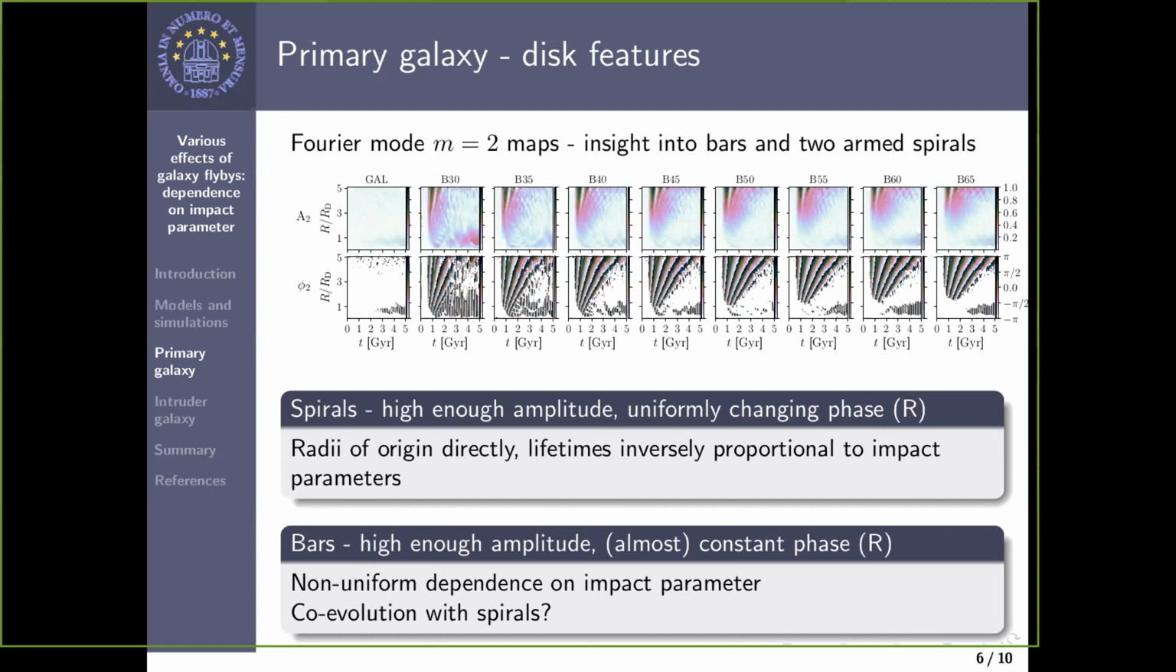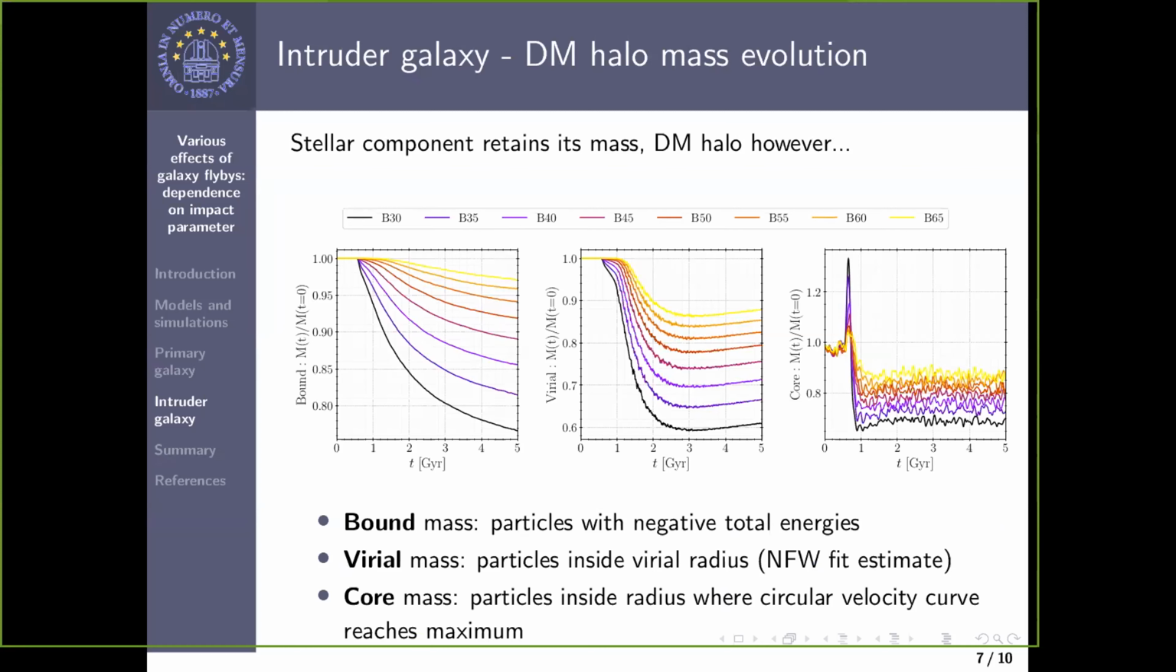When it comes to the intruder galaxy, it's much more straightforward. The stellar component retains all of its mass and doesn't undergo much change. But the dark matter halo, however, gets stripped. And in order to measure and determine the mass of the dark matter halo, we used 3 estimates.